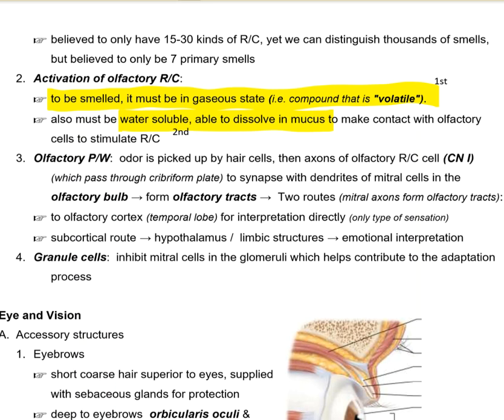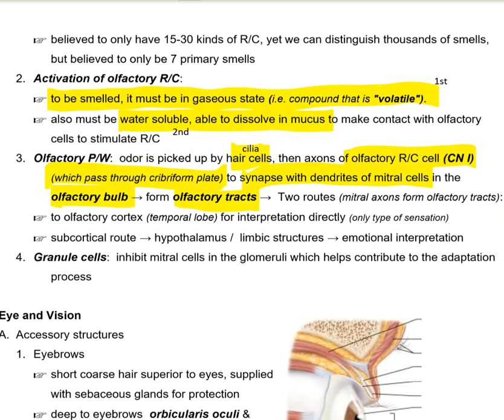Okay? So what's the olfactory pathway? The odor is picked up by the hair cells, and these are the cilia. Okay, first. Okay, and then we go to cranial nerve 1. The olfactory receptor cells pass through the cribriform plate and synapse with dendrites of mitral cells in the olfactory bulb. Okay, and then the olfactory bulb goes to the olfactory tract. Remember now, tract means we're inside the CNS.